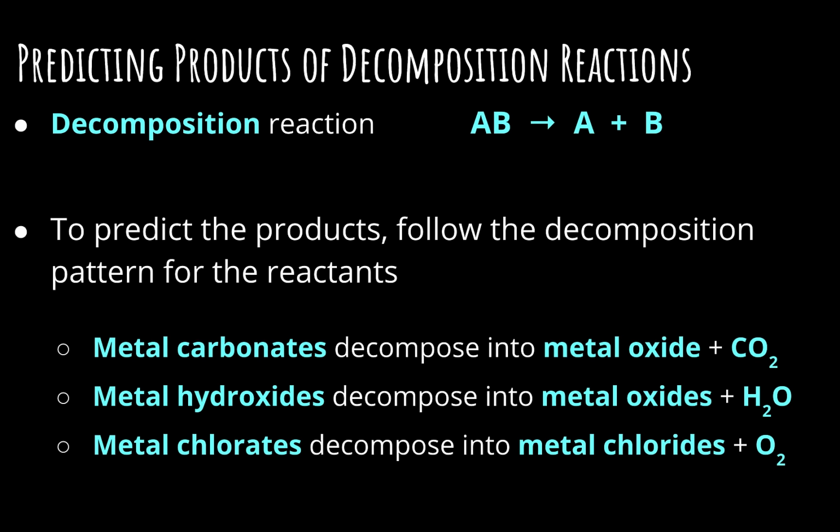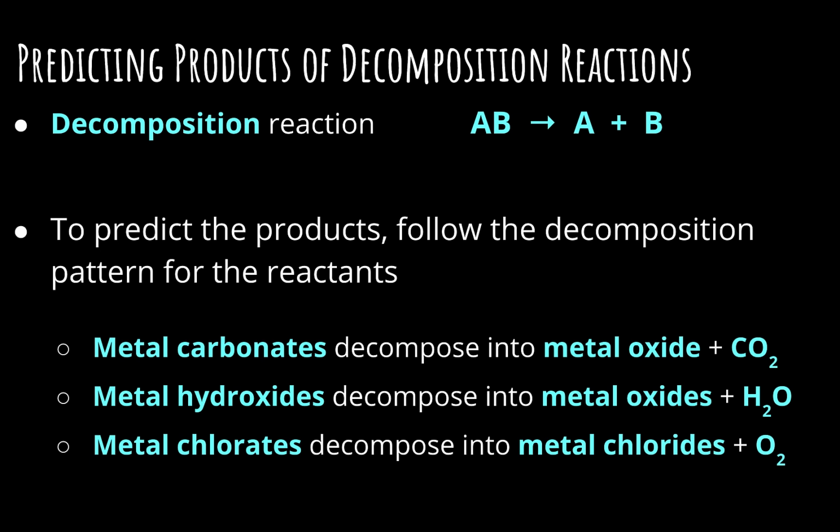So the 3 possible types that we're going to look at are metal carbonates decomposing, metal hydroxides decomposing, and metal chlorates decomposing. So there's other types of decomposition reactions, but these are the ones we're going to focus on. So if it's a metal carbonate, and when we say metal carbonate, that can be any metal on the periodic table. So a metal carbonate, that's always going to decompose into a metal oxide. So whatever the metal carbonate was, that is what determines what the metal oxide is, and carbon dioxide.